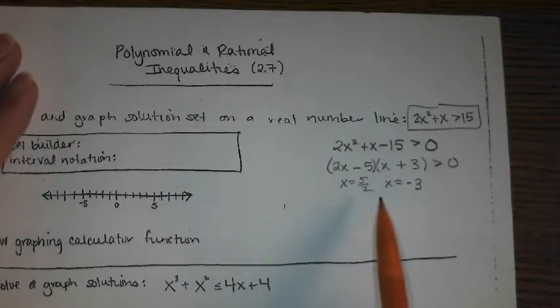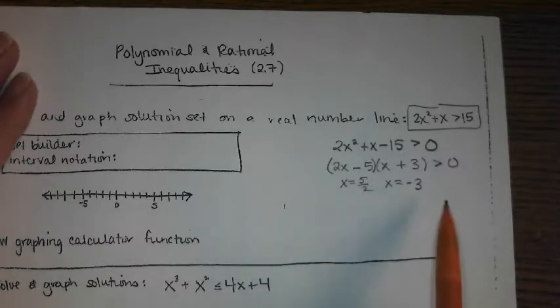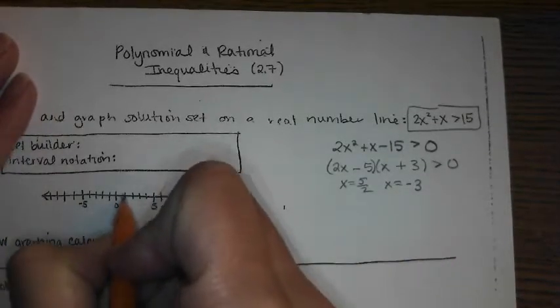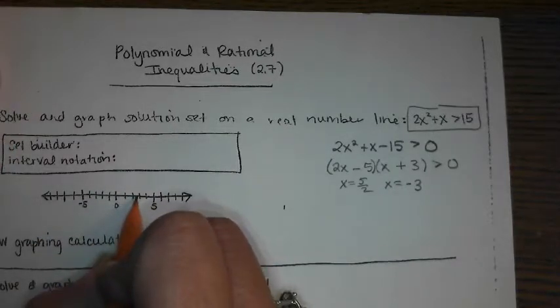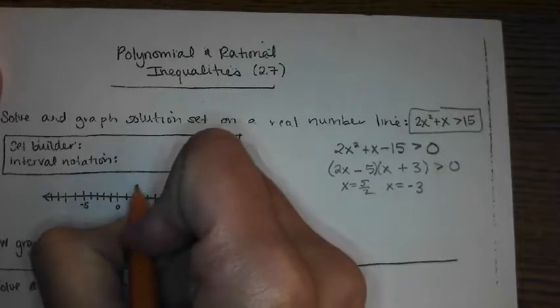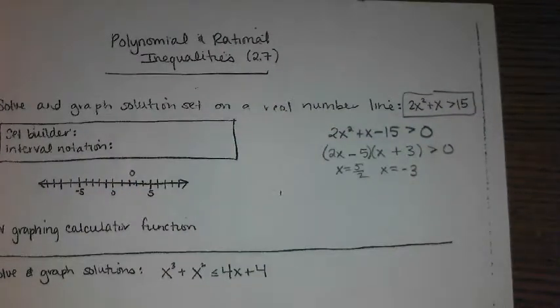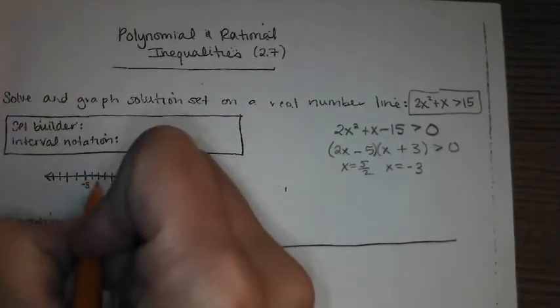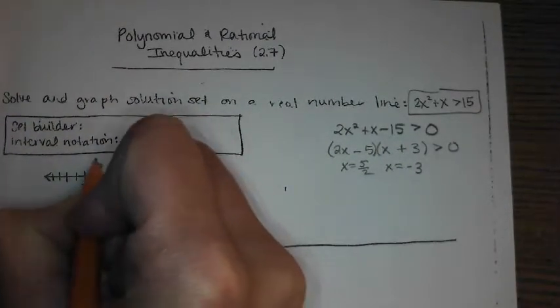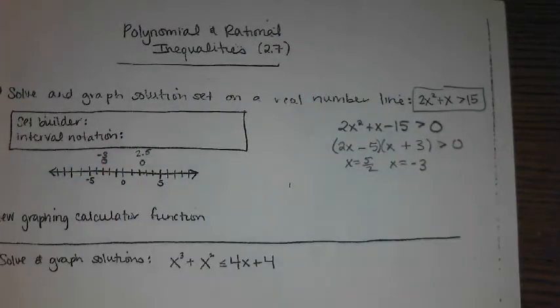Except for the fact that we have two roots. So 2.5, which is here. Is that going to be an open circle or a closed circle? Is that point in and of itself, is that x value a solution? Does it make it greater than 0? No, it makes it equal to 0. So we're going to use an open circle at 2.5. I'll put 2.5 because that's 5/2. And another open circle at -3. So that's where our polynomial actually equals 0.